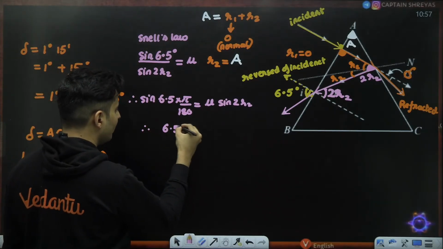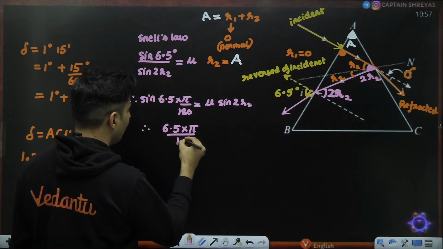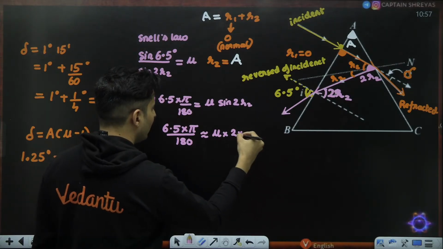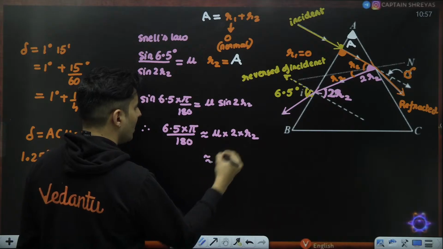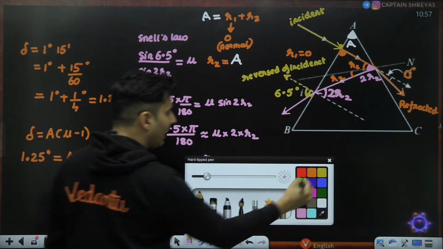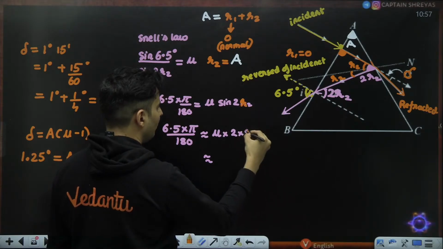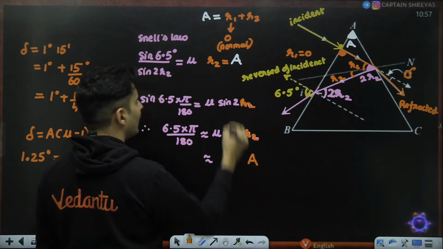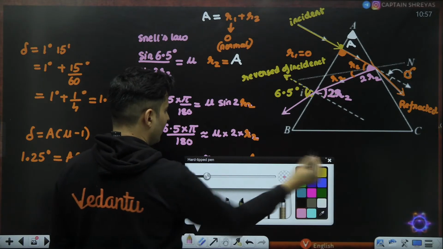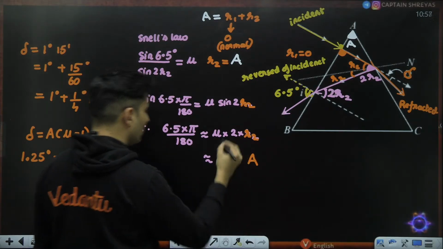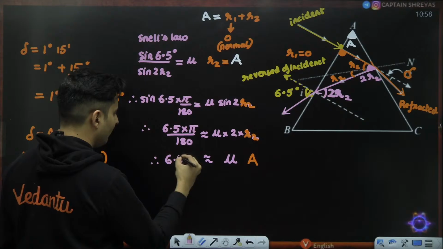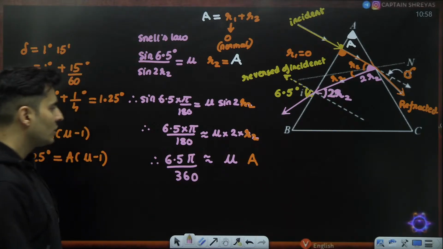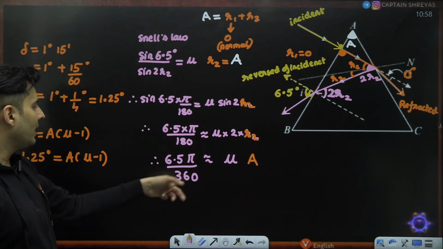So 6.5 multiplied by pi divided by 180 is approximately equal to mu times 2 multiplied by R2. But wait a minute, R2 was just found out to be A. This value of R2 is nothing but A. So just put A over here as it is. This 2 will shift below, no issues. So mu times A. This will become 6.5 pi. This 2 multiplied by 180 is nothing but 360. So mu times A, 6.5 pi divided by 360.